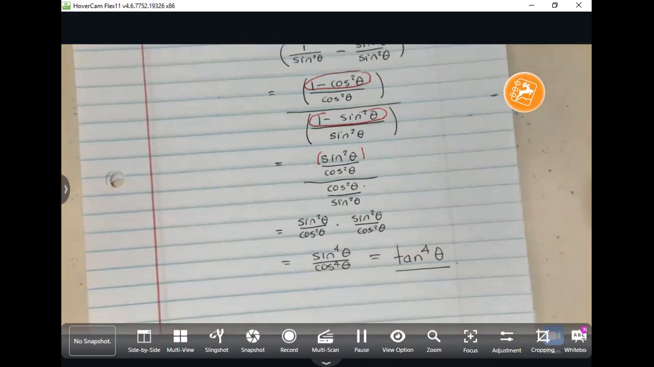Is that okay? Is secant squared like one tangent squared? Secant squared minus 1 is tangent squared, and cosecant squared minus 1 is cotangent squared. So you could have gone about it much quicker that way.